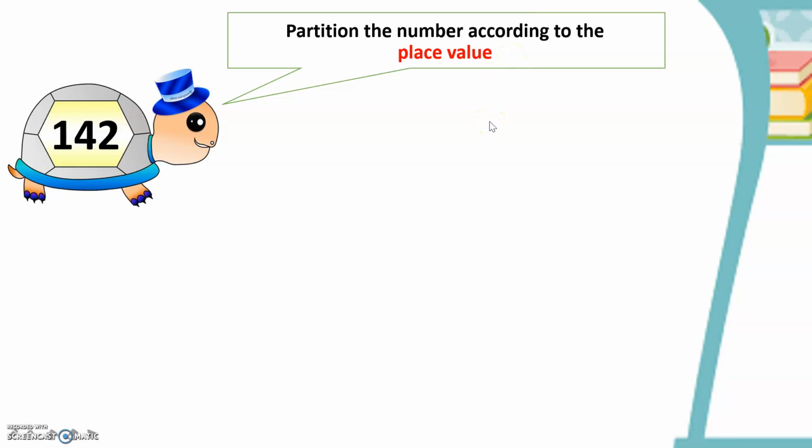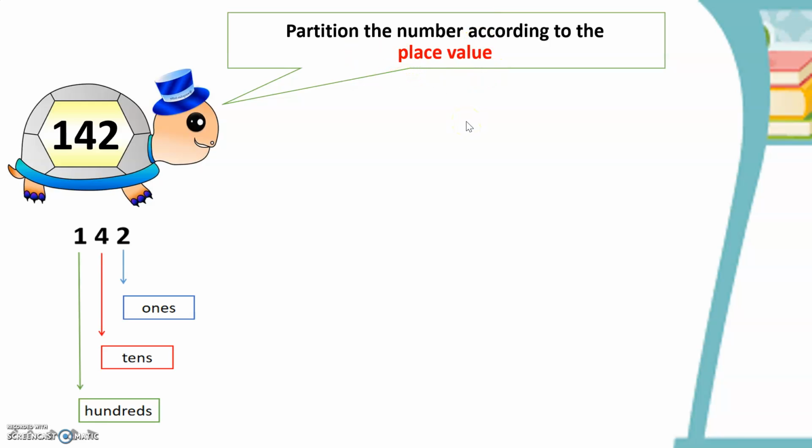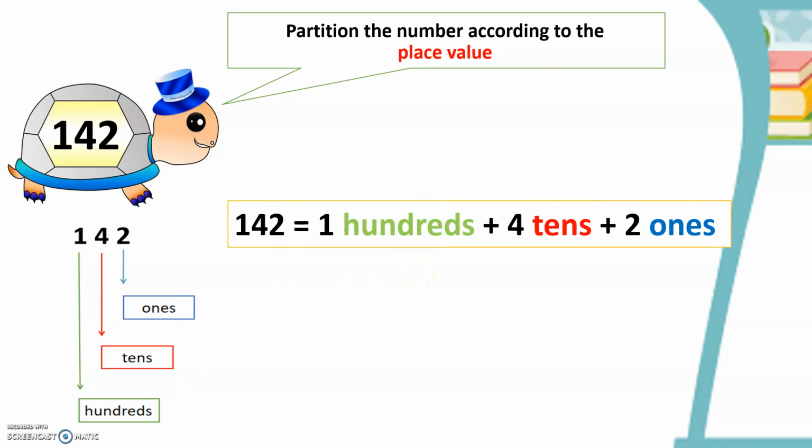In last lesson, we learned about place value. So today, if we want to partition the numbers according to place value, we will use the place value to answer this question. The place value of 2 is ones, 4 is tens, 1 is hundreds. If we partition according to the place value, we will write 1 hundreds plus 4 tens plus 2 ones.